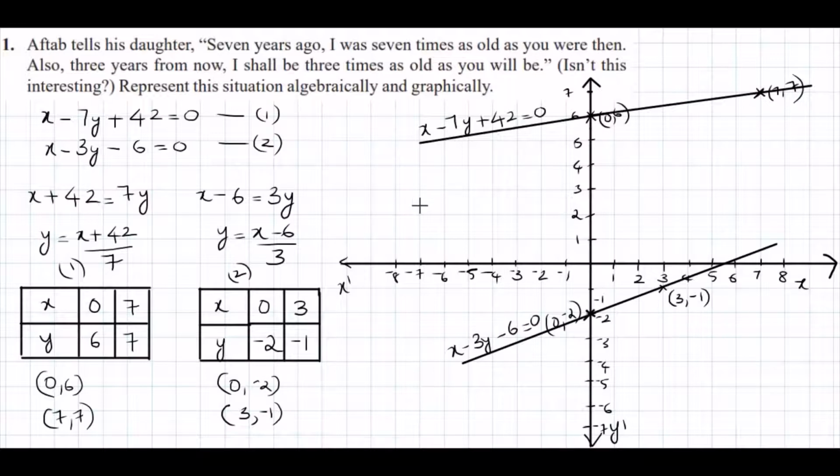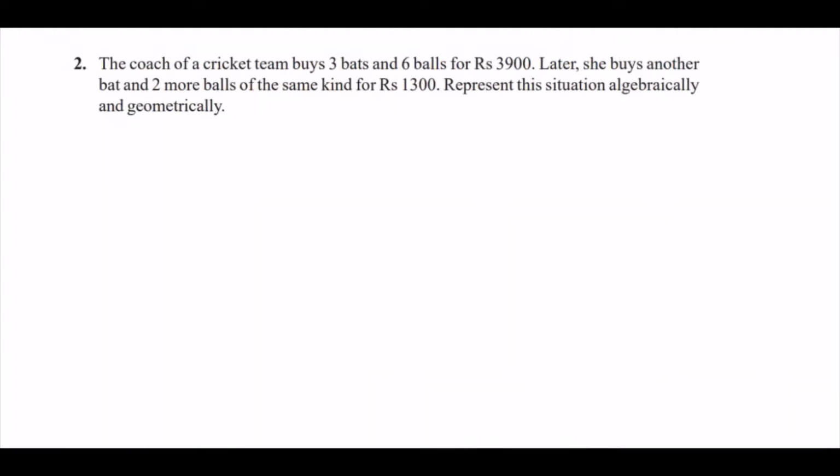So now let's move on to the second question. The second question is: the coach of a cricket team buys 3 bats and 6 balls for rupees 3,900. Later she buys another bat and 2 more balls of the same kind for rupees 1,300. Represent this situation algebraically and geometrically.